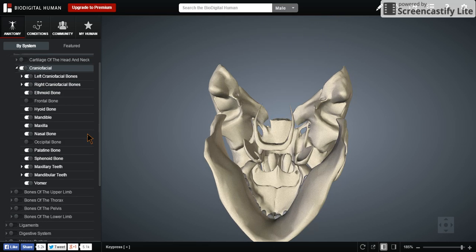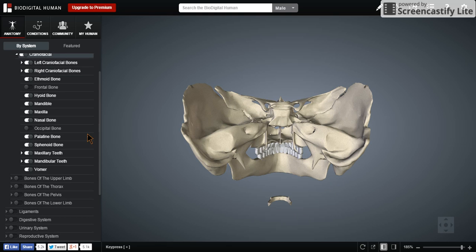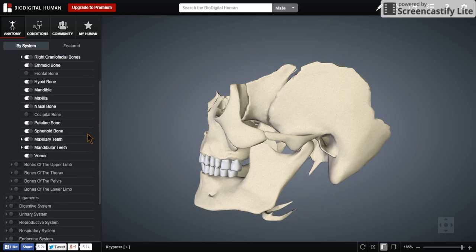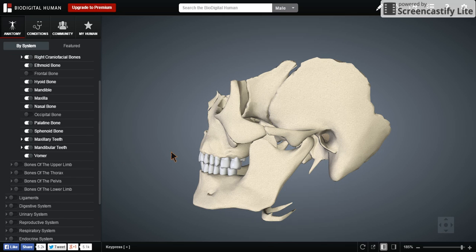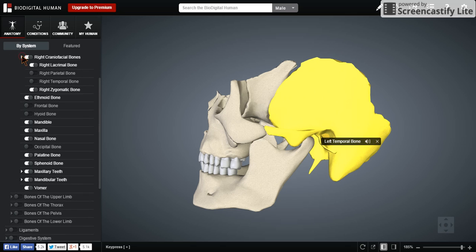Now we're going to rotate, and we're looking at this skull laterally. I'm going to start taking out some more bones. Inferior to this bone right here is the hyoid bone. I'm going to take that out. I don't have much to say about that. I talked about the temporal bone already. I'm going to take the temporal bone out. So that's the temporal bone.